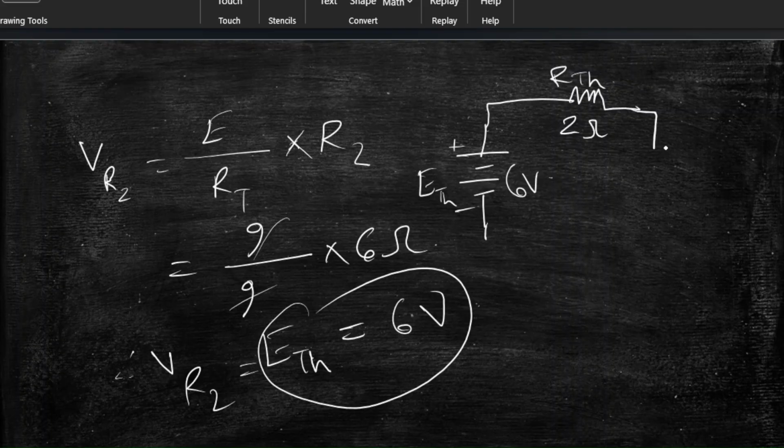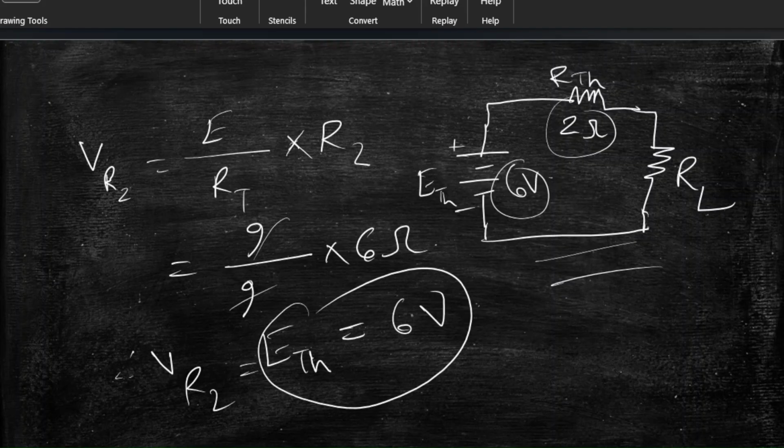And we will have another resistance down here. This will be RL. It doesn't need a value. You just need the value of ETH and RTH. And this is the Thevenin's equivalent circuit, the final answer.